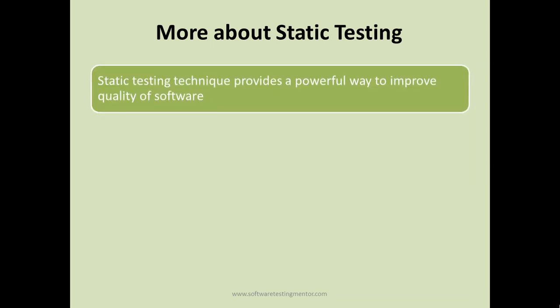More about static testing. Static testing technique provides a powerful way to improve software quality. So how does it improve the software quality? As we have discussed in previous sessions, suppose there is an invalid requirement and you do not question that invalid requirement in the beginning of the software development life cycle. You design that invalid requirement, then it will get implemented by the developers. It will be coded. The testers will receive a build for that invalid or incomplete requirement that should have been figured out in the first requirements gathering phase itself.